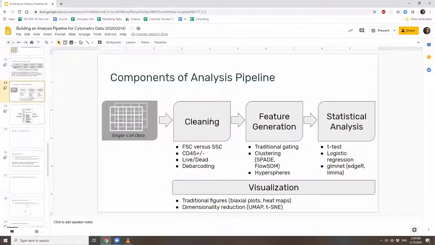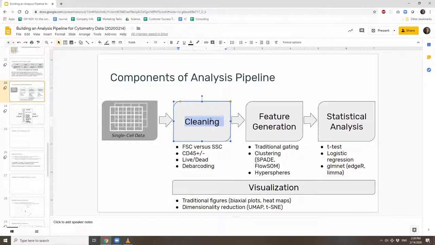Basically, for cleaning flow data, we're using forward scatter versus side scatter, and FCSA versus FCSH. If you have a live dead channel, we're going to use that as well. For feature generation, we're using a clustering algorithm called Flowsum. And Flowsum, as I mentioned, is considered one of the state-of-the-art algorithms for clustering right now.